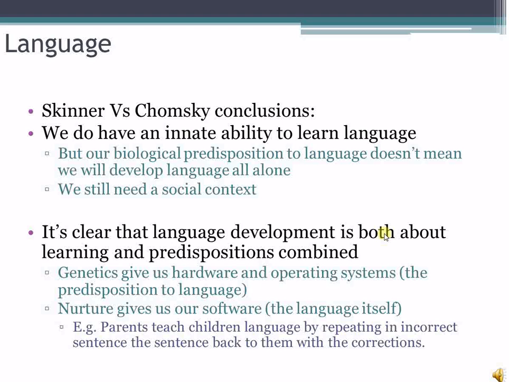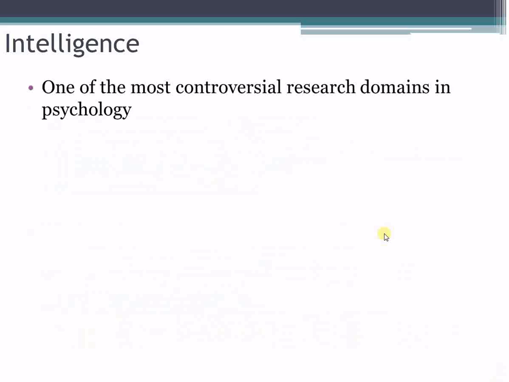So for example, parents do teach children language by repeating the incorrect sentence back to them with corrections, right? If you've ever had a child or known someone with a child, this is a common thing that we do. So if a child says something to you that's grammatically incorrect, then you repeat it back to them, but correct the sentence, right? So this is one way that we learn language, and language is based on this social context.